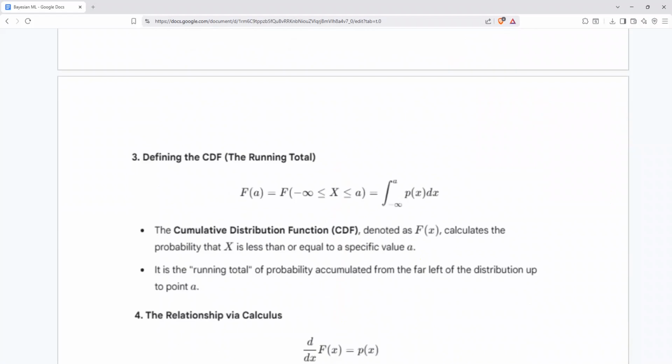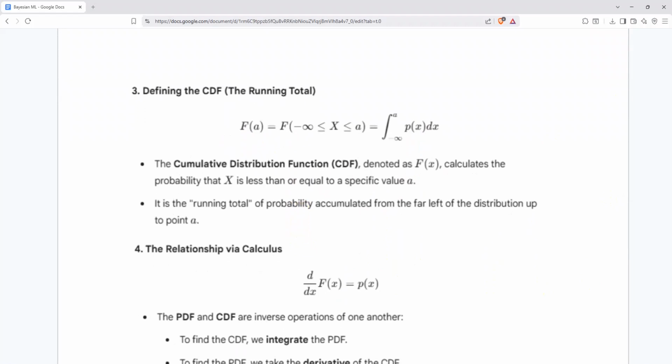Now let's define something very important, that is the CDF, written as F of a. Again, don't worry about the variable name inside, just focus on the idea. Think of F of x as a running total of probability. As you move from left to right along the x-axis, you keep collecting area under the curve. So at any point x, F of x tells you how much total probability you have accumulated so far.